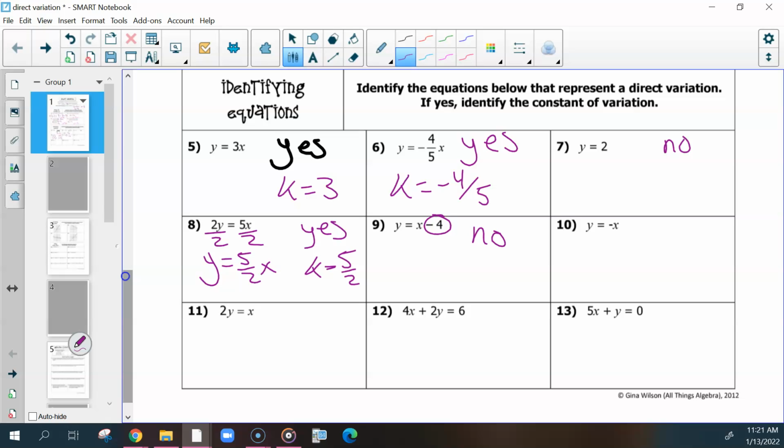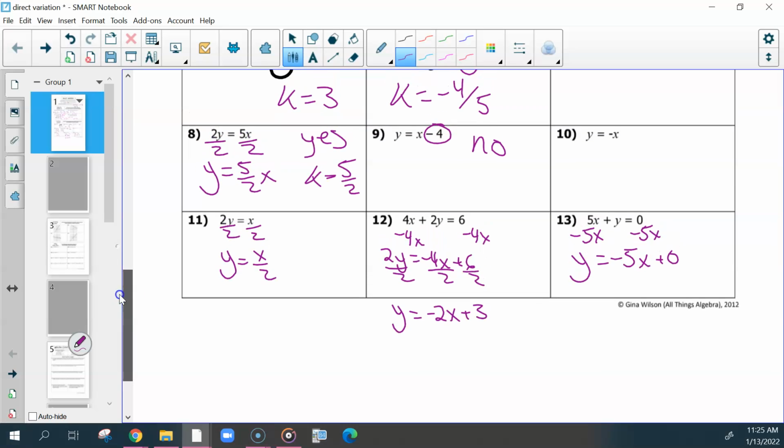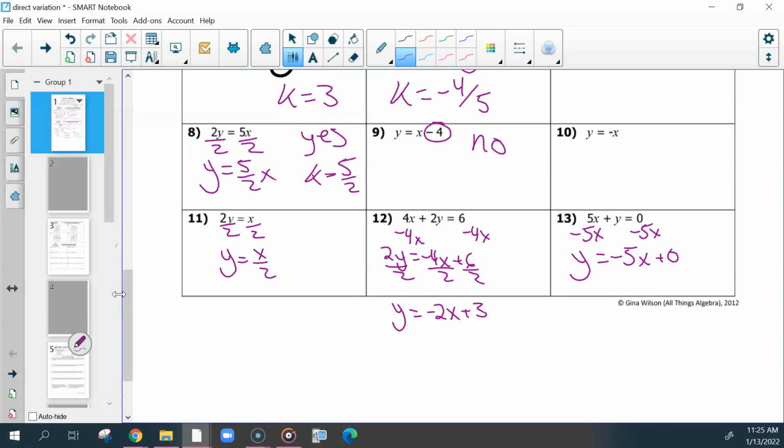I want you to go through and do numbers 10, 11, 12, and 13, and then we'll come back and we'll talk about these. For number 10, was that a direct variation? Yes, that one should be. It is in the form y equals kx. Your k here would be negative 1.